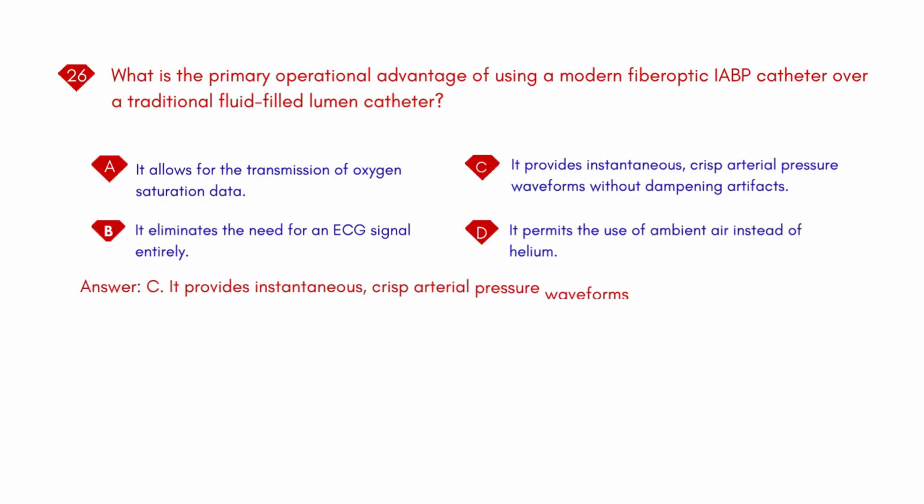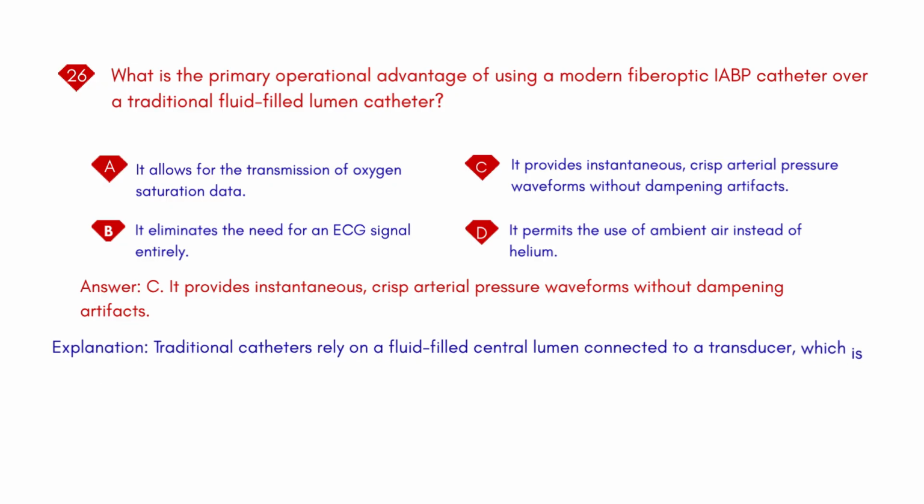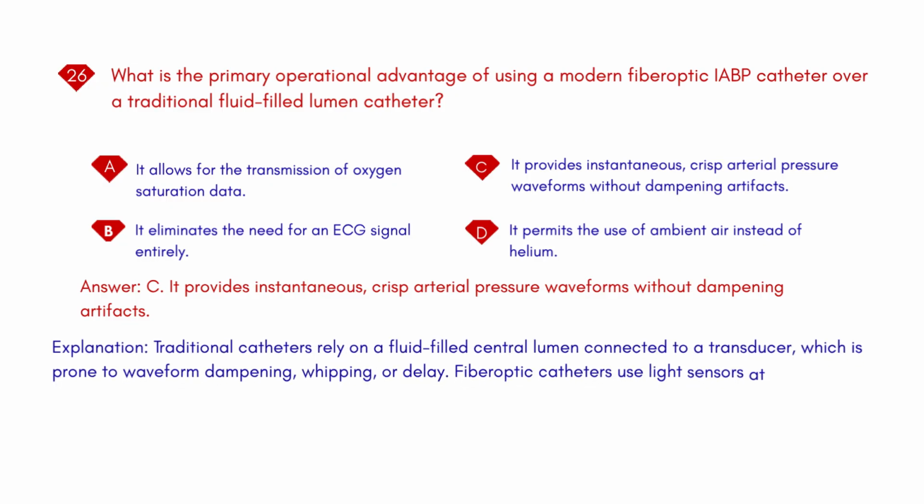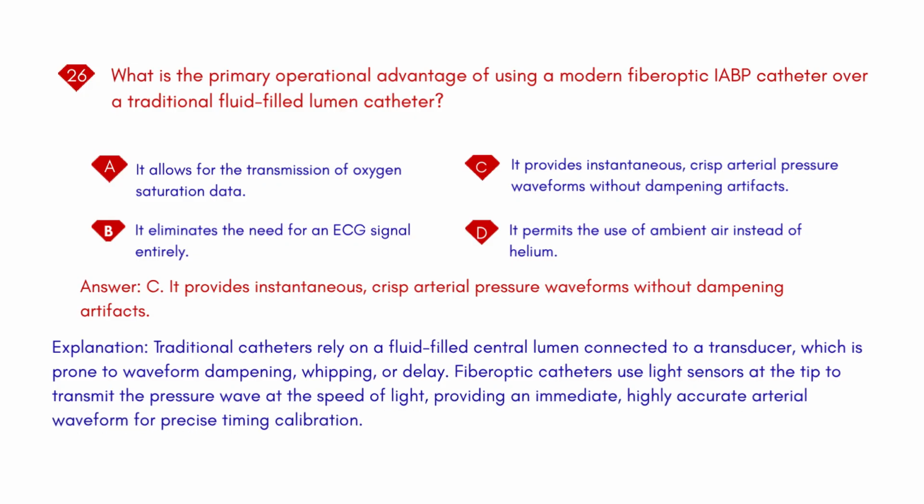Answer, C. It provides instantaneous, crisp arterial pressure waveforms without dampening artifacts. Explanation: traditional catheters rely on a fluid-filled central lumen connected to a transducer, which is prone to waveform dampening, whipping, or delay. Fiber optic catheters use light sensors at the tip to transmit the pressure wave at the speed of light, providing an immediate, highly accurate arterial waveform for precise timing calibration.